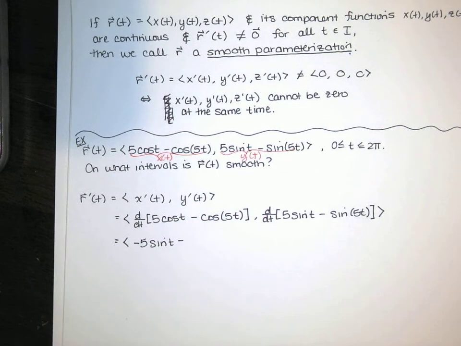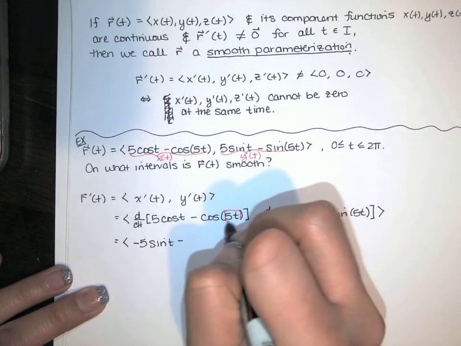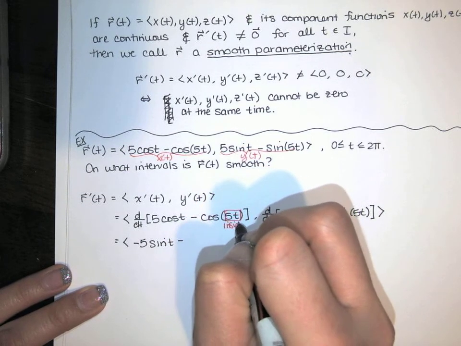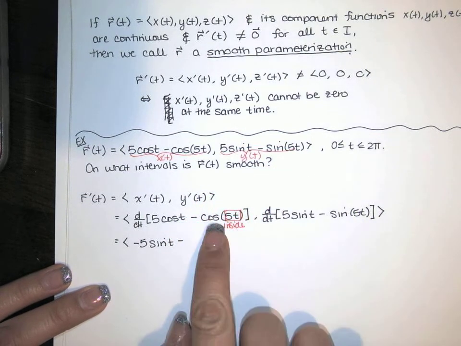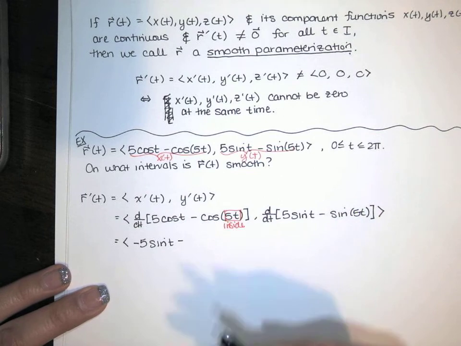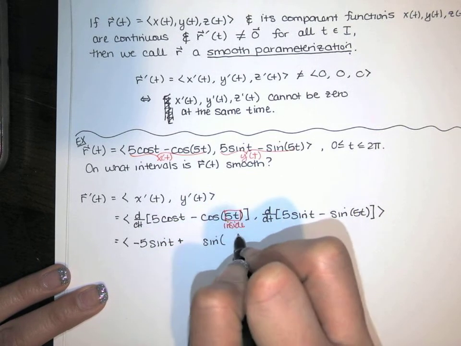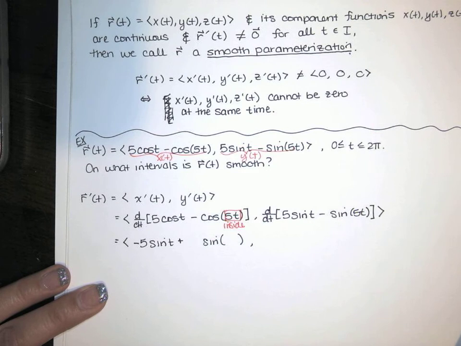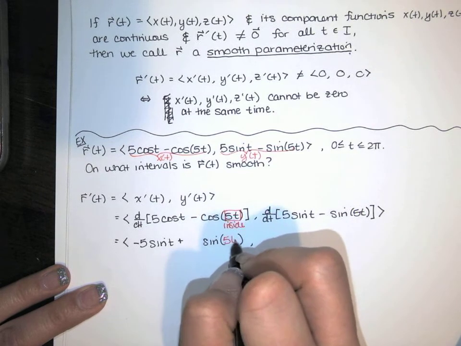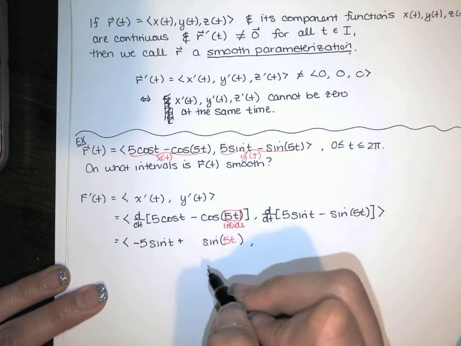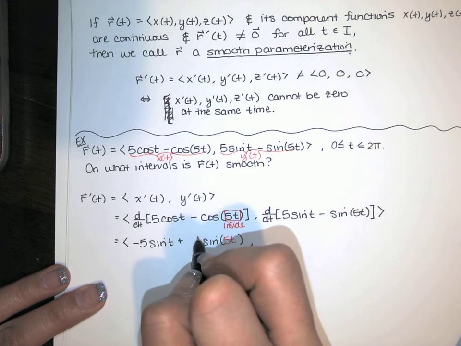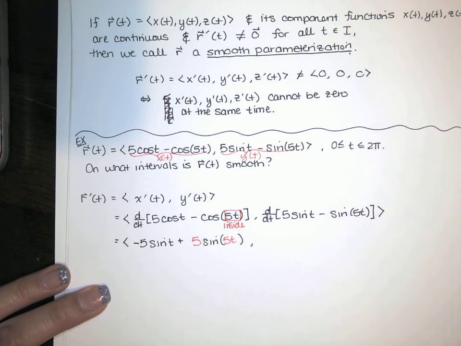Now when you take the derivative of cosine of 5t, you've got to use the chain rule, because we've got an inside function here. Derivative of cosine of a function is negative sine. Negative times negative is going to make that a positive. Sine of that function, 5t, times the derivative of the inside by the chain rule. Derivative of 5t is 5, so we get a 5 right there.